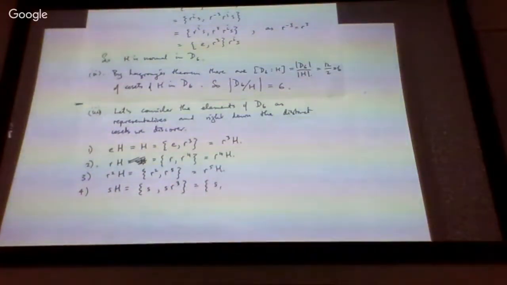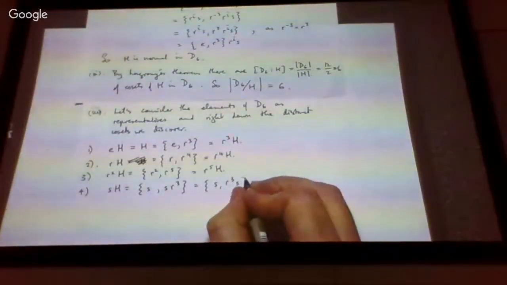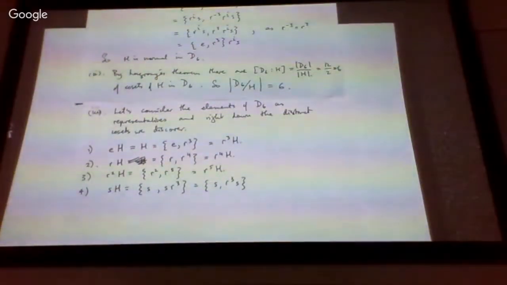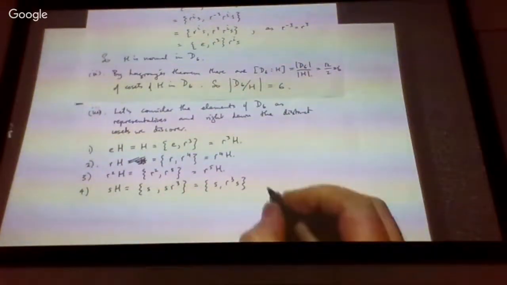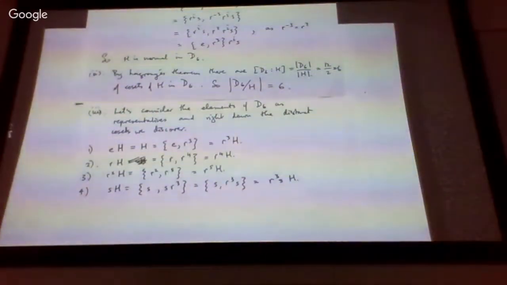What's the standard form of SR cubed? It's R to the minus 3 S, but R to the minus 3 is R cubed. So that would be R cubed S. So this coset is generated by S, but it's equally well generated by R cubed S.